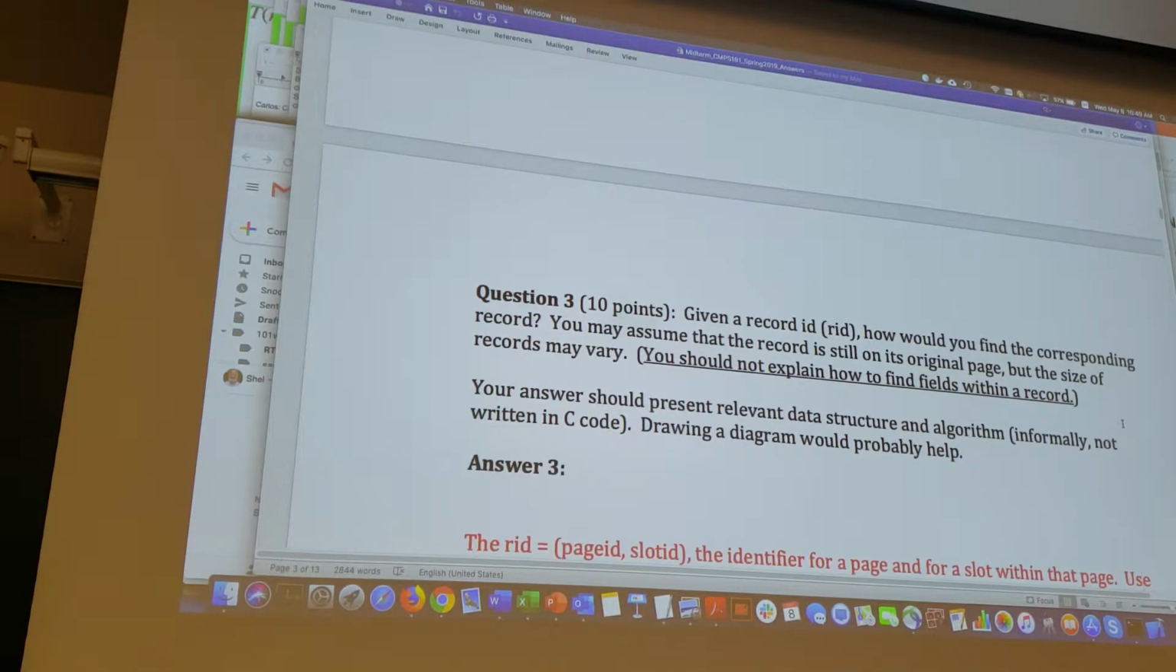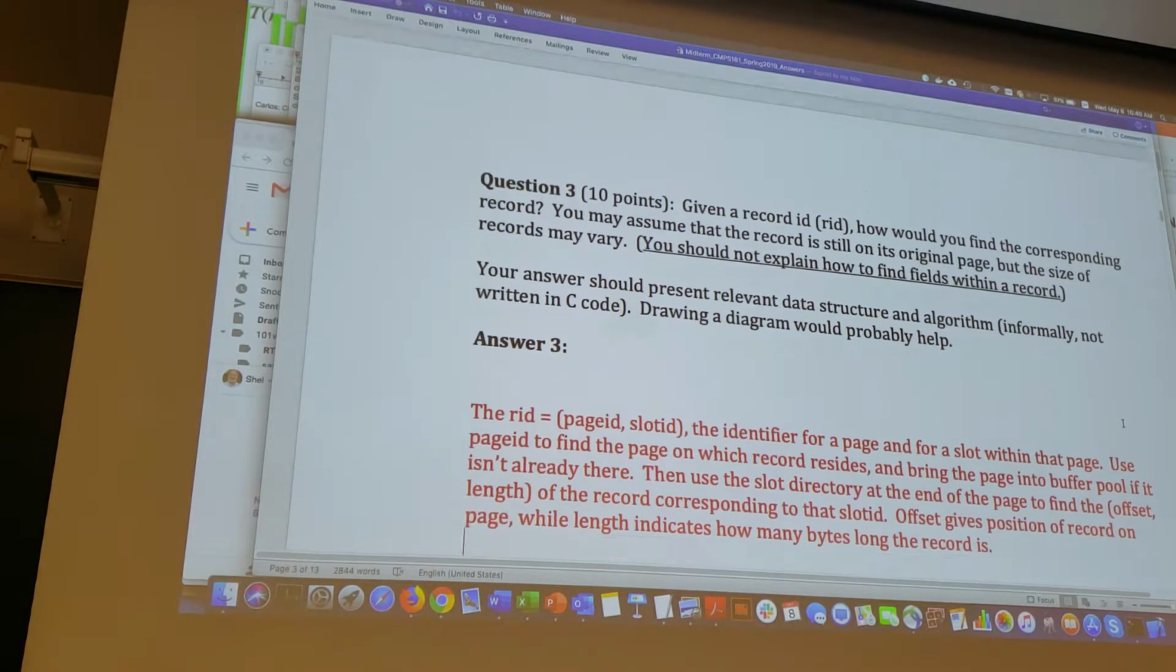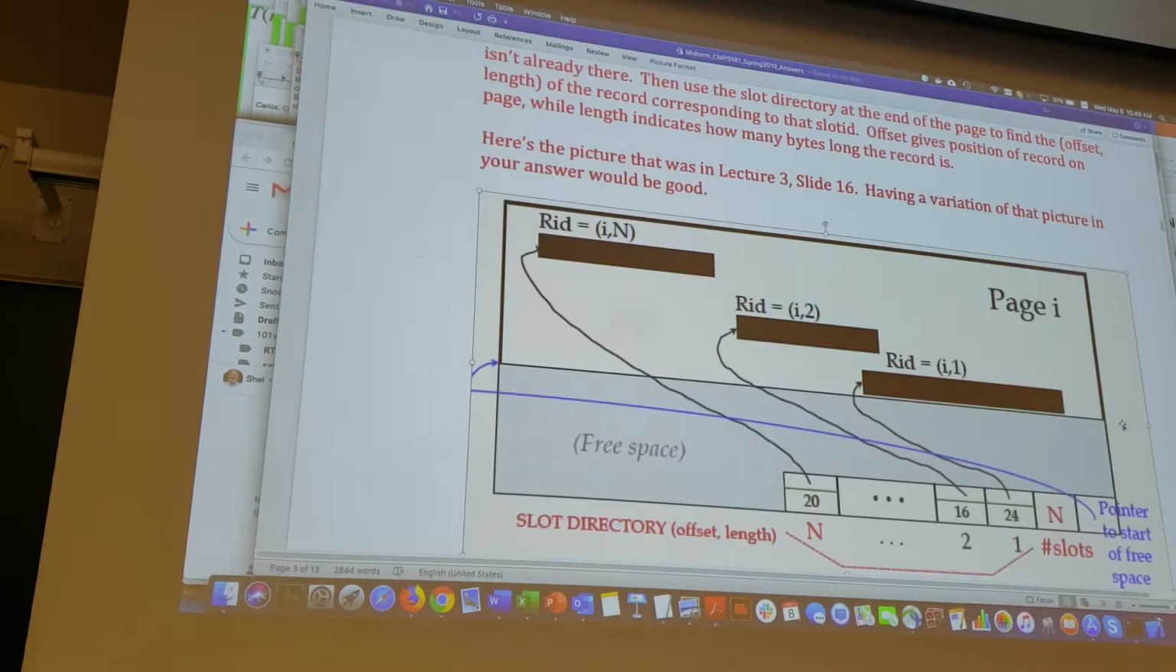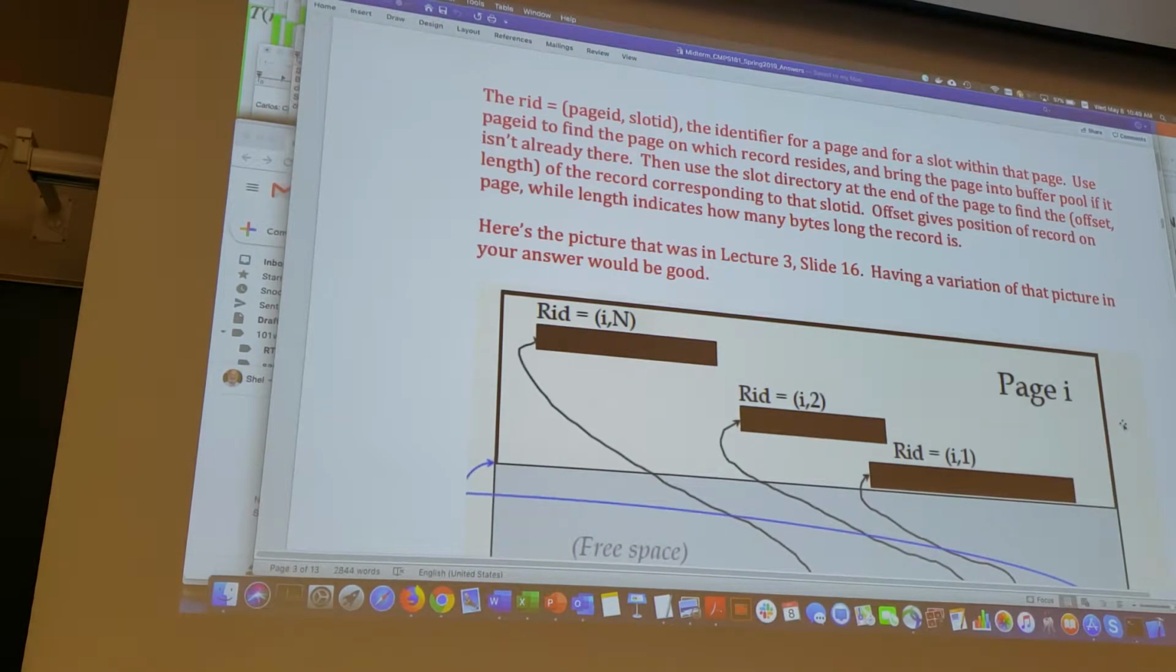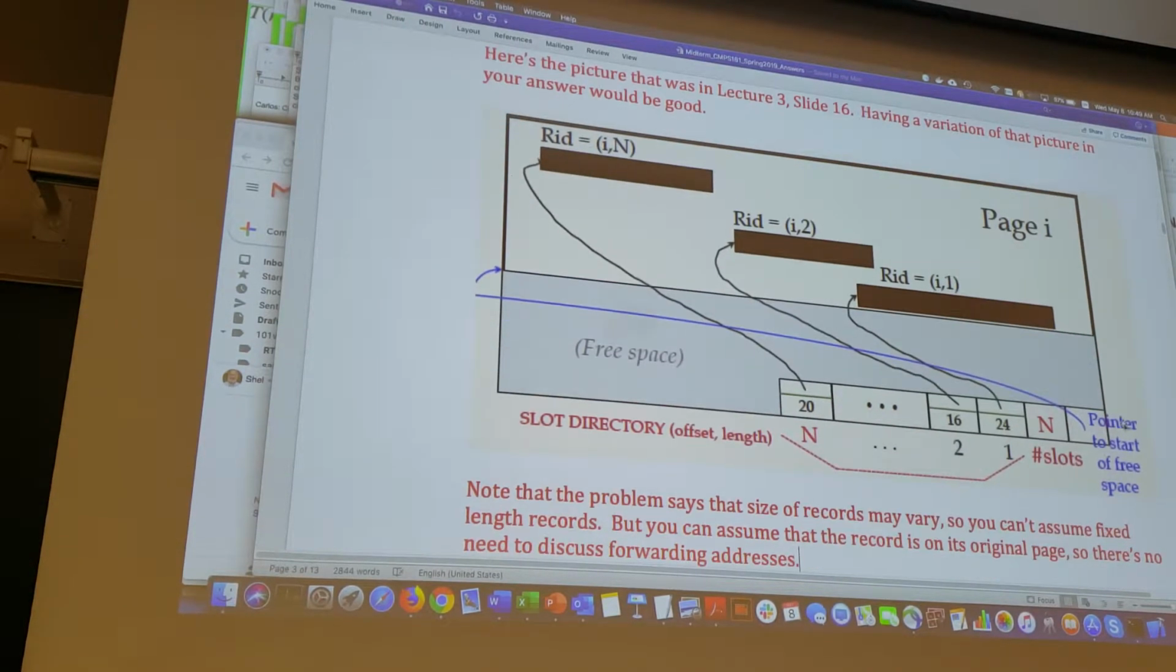This question, again, everybody who did the project and knows the project should be able to do it well. And emphasis, I didn't ask you to find the fields within a record, but how do you find the records within a page? You have to say what an RID is, that it consists of the page ID and the slot ID. And the page ID tells you which page to get the record from, and the slot ID says which slot it's in. And here's the picture of what it looks like.